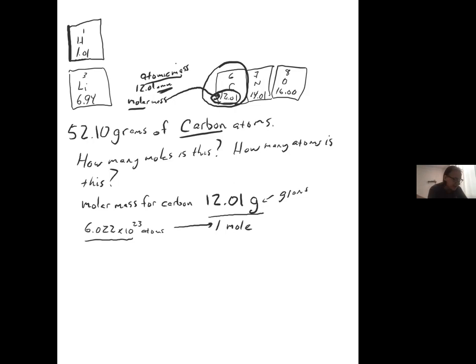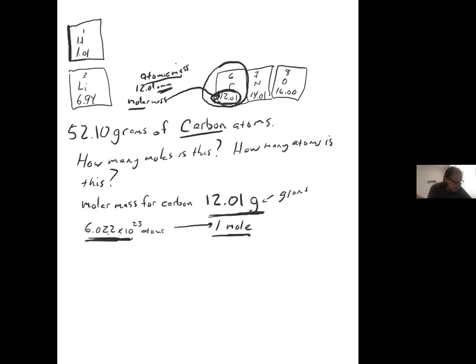So carbon has a mass of 12.01 AMU if it's just one atom. An AMU is a tiny amount of mass. But if you have this large number of atoms, it's the molar mass. It's this large number, not any large number, but this large number. If you have that many, you can use the same number, and that's per mole.